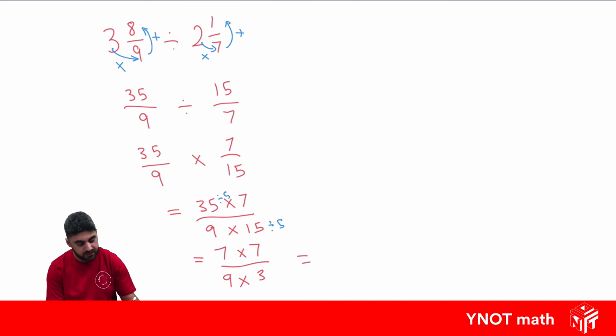So 7 times 7 is 49, 9 times 3 is 27, and that's our final answer, because that fraction can't be simplified as there's no common factors for 49 and 27.